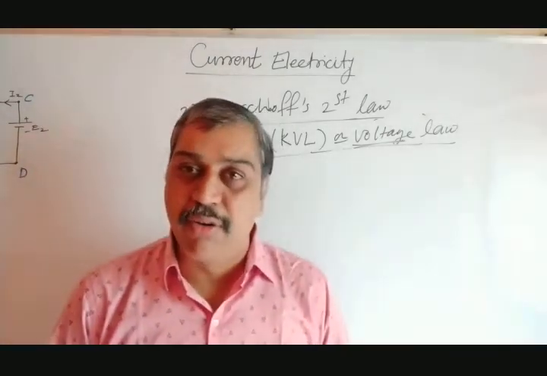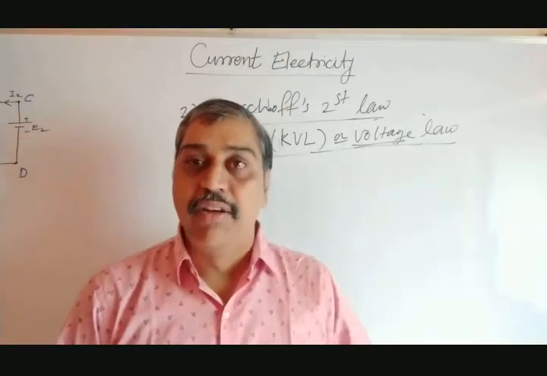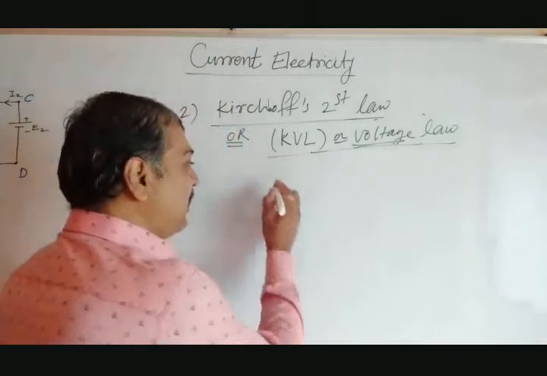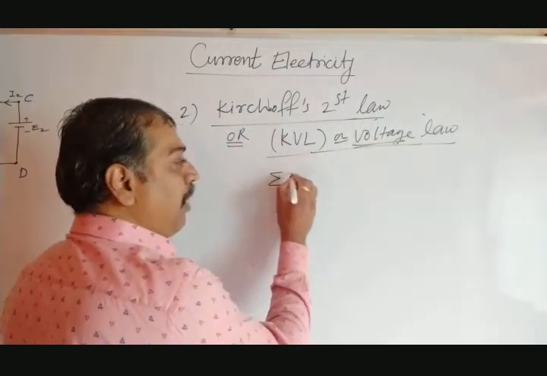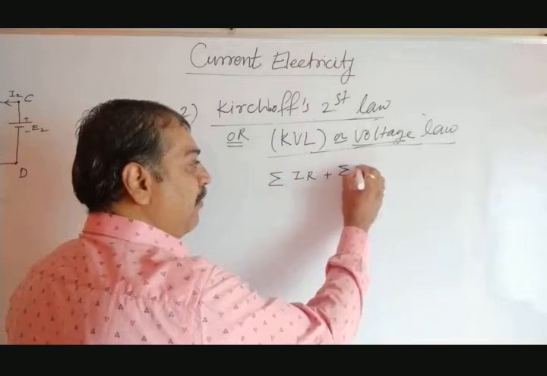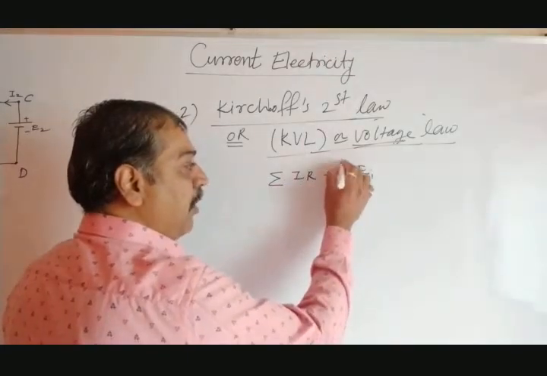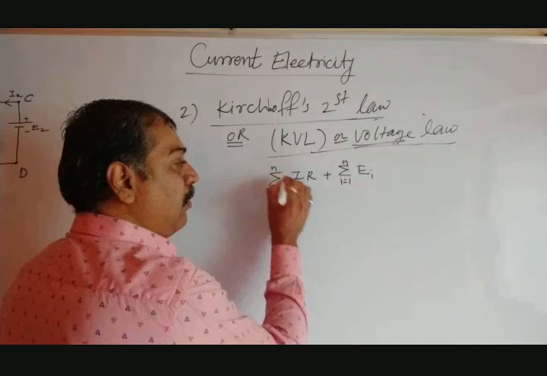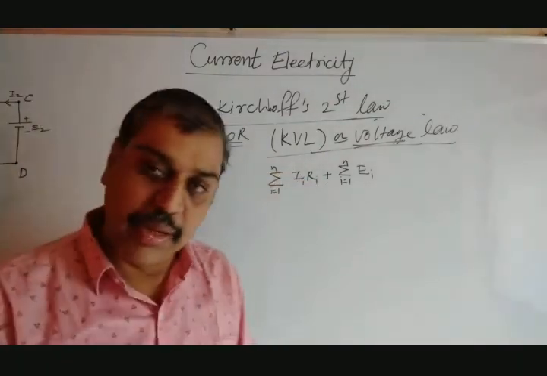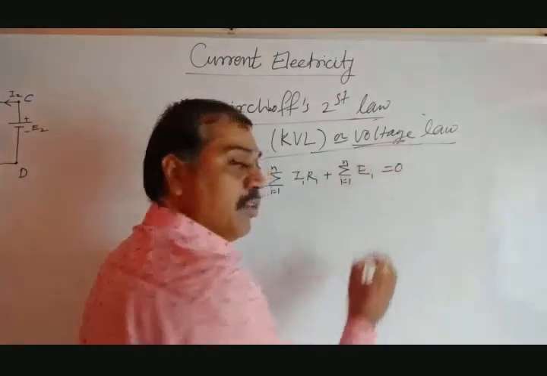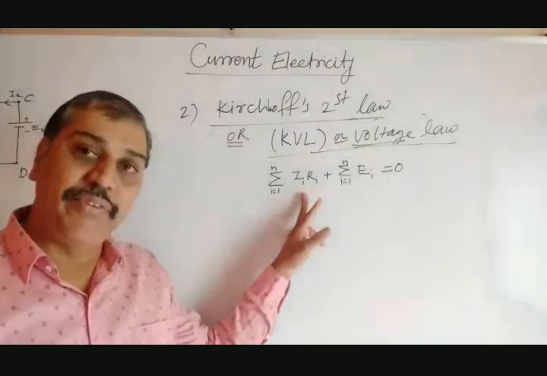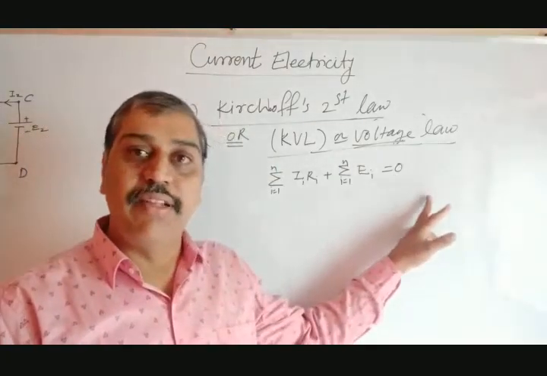Potential means what? According to Ohm's law, we know V equals IR. V is said to be potential. It is the product of current and resistance. So this law says the algebraic sum of I into R plus the algebraic sum of EMF, E_i, where i varies from 1 to N, so sum of I_i R_i. In general, you can write it like this, and this is equal to 0. That is said to be Kirchhoff's second law. The algebraic sum of potential difference and the EMF is always equal to 0.